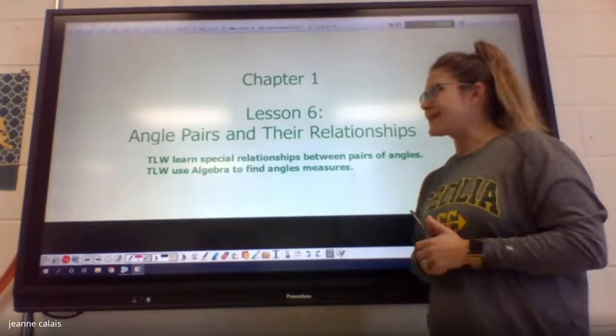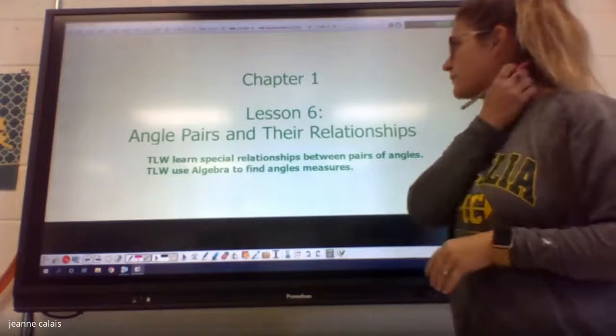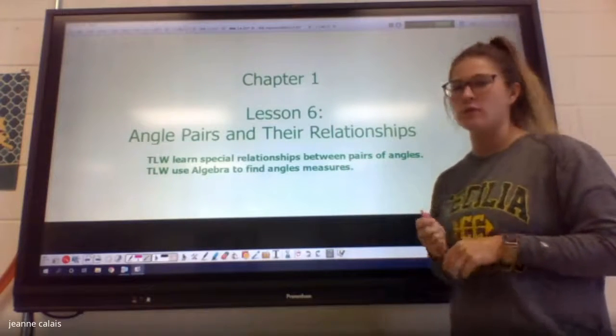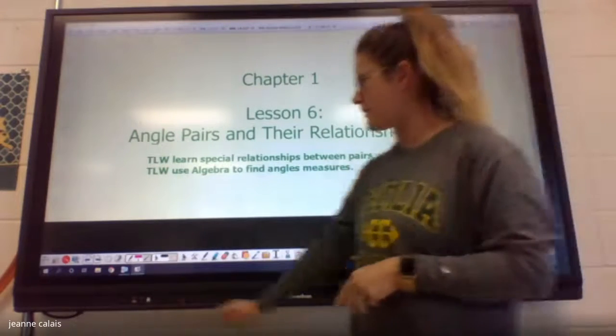Okay, so this is the second lesson on angles that we are doing. This is lesson 1.6. We're talking about angle pairs and different relationships that angles may have.